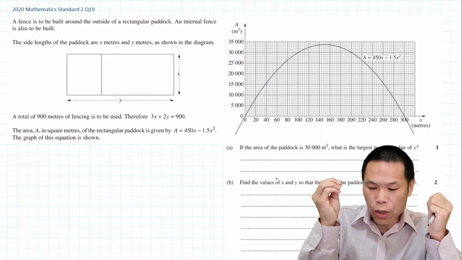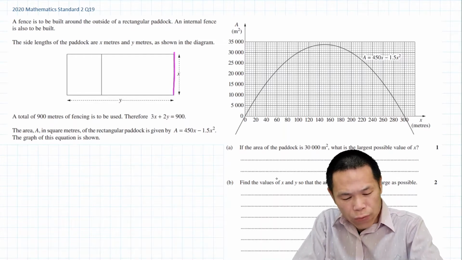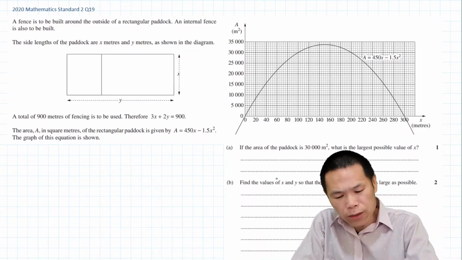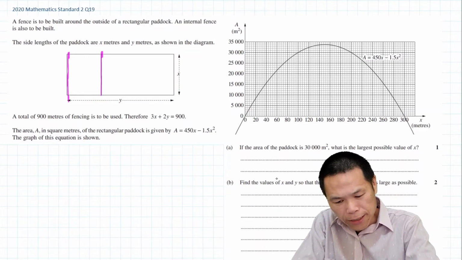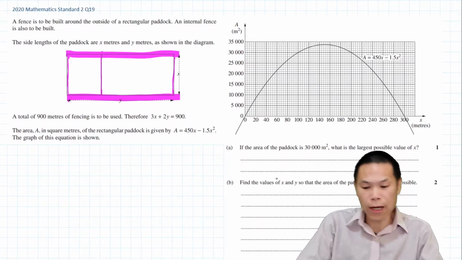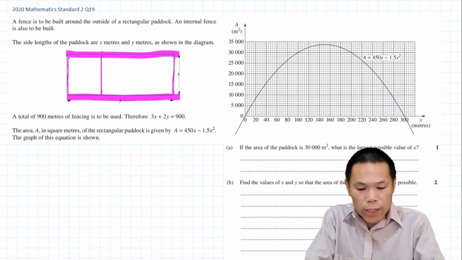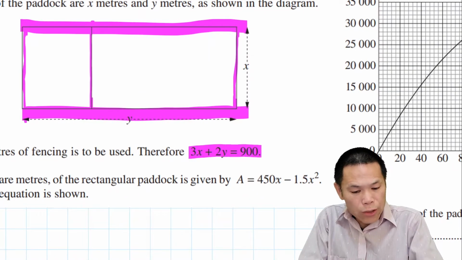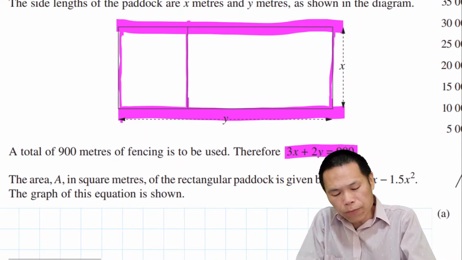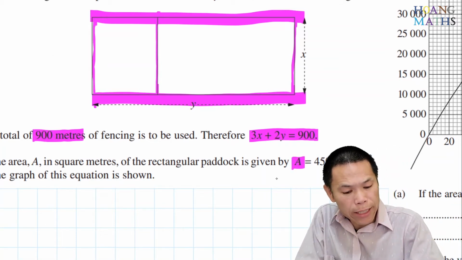First one. So we have a rectangular paddock. So X is the width of the rectangle and Y is the length. So we need to fence around the paddock. So these are the fencing. So these are X and then this is Y, the length of the rectangle. So the information given is we have 3x plus 2y is equal to 900. In other words, the perimeter of this is 900 if you like. And the area of the paddock is given by this.